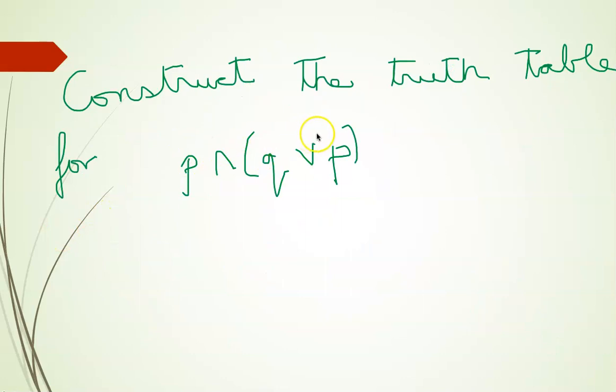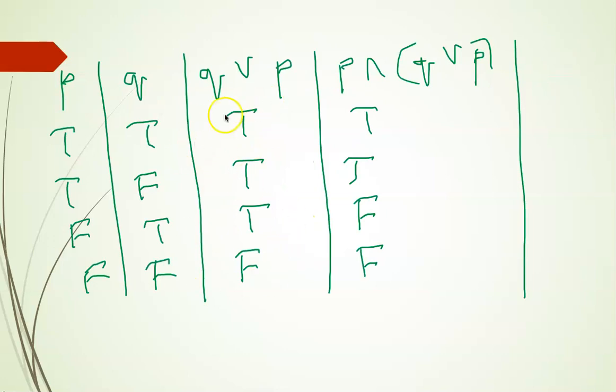So as homework you can try this. Construct the truth table for P conjunction Q disjunction P. I've actually done it for you. Q disjunction P: true or true is true, and P conjunction Q: true and true is true. True or false is true, and true is true. False or true is true, and false and true is false. False or false is false, and false is false.